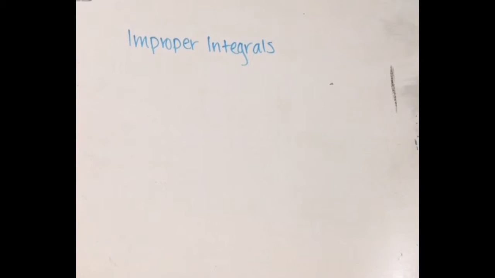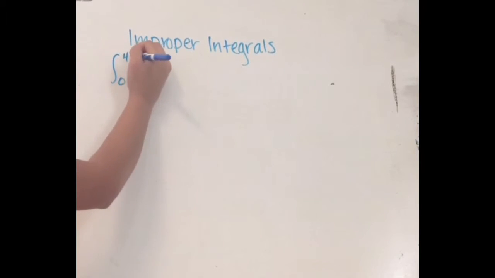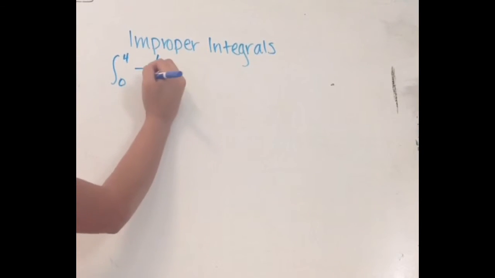So the last problem we did had a limit as c approaches 0 from the right side, so now we're going to do the limit as c approaches 4 from the left side to show a different perspective. So the problem is the integral from 0 to 4 of 1 over square root of 4 minus x.